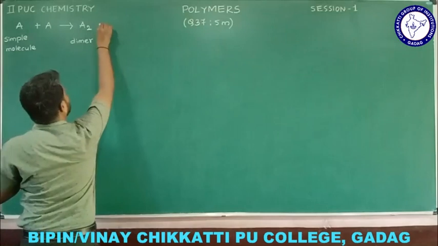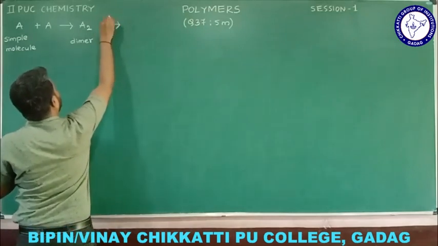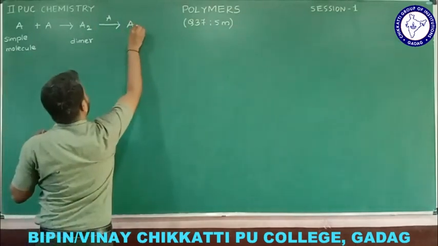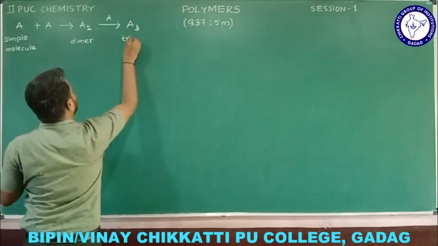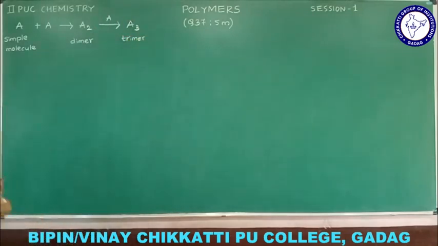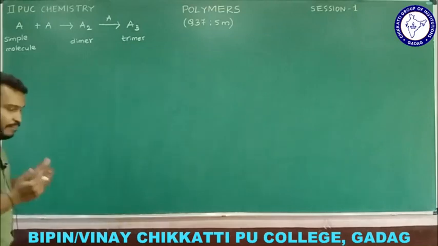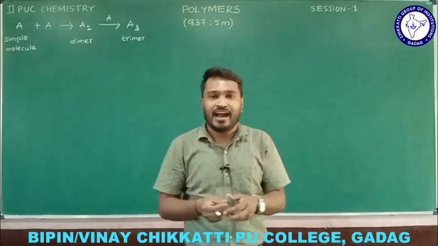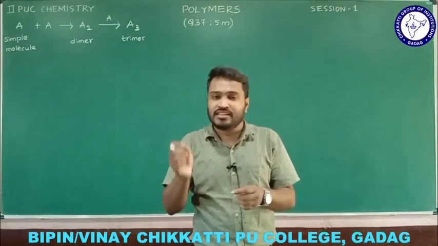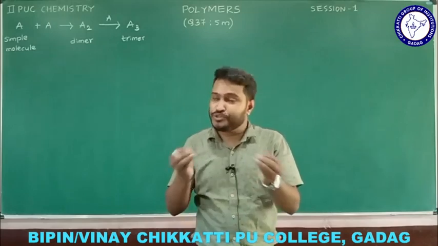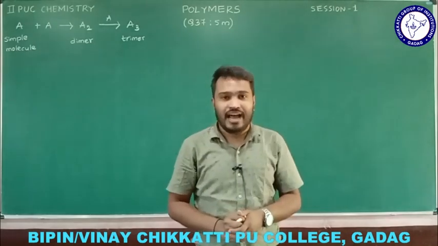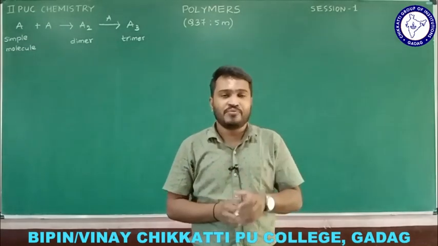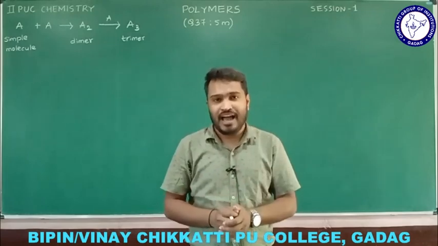Let us assume this dimer reacts with one more A. What are you going to get here? You are going to get A3, and I may call it a trimer. So what is the main principle here? Some simple molecules unite, they combine, and you get a molecule with the same simple units. If 2 combine, you get a dimer, and if 3 simple molecules combine, you get a trimer.